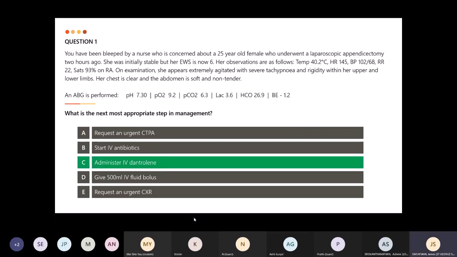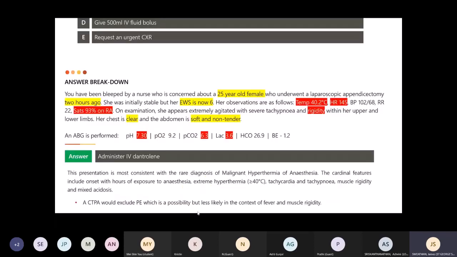So the answer was C, and 40% of you chose C. So well done to those people. And the other responses were completely reasonable, so I can see why you chose them. Having written the question, they're all fairly reasonable things to do. So let's break down that question.